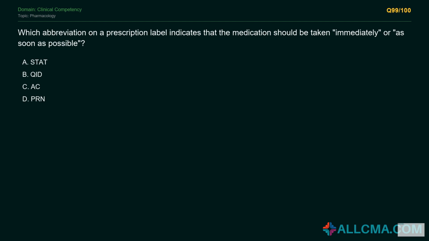Question 99. Which abbreviation on a prescription label indicates that the medication should be taken immediately or as soon as possible? Option A, STAT. Option B, QID. Option C, AC. Option D, PRN.